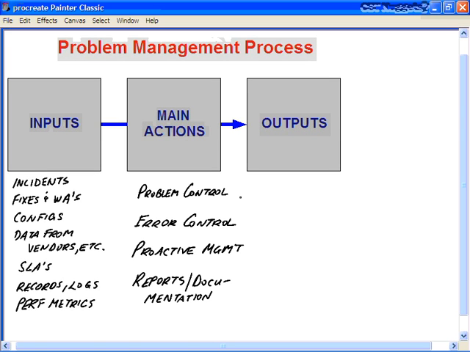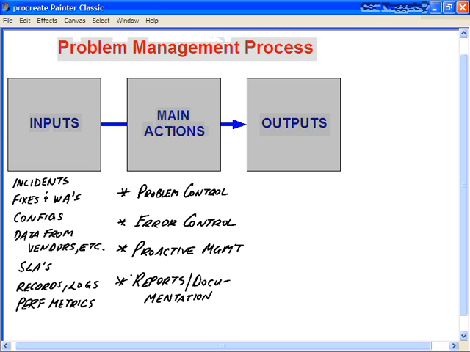The main actions you're going to take really are fourfold. You're going to have what's called problem control, error control, proactive management, and then reporting and documentation. Now I'm going to go through these main actions. They're so important that we're going to go through these one at a time. I'll elaborate on each of these in just a second. But what are the outputs?